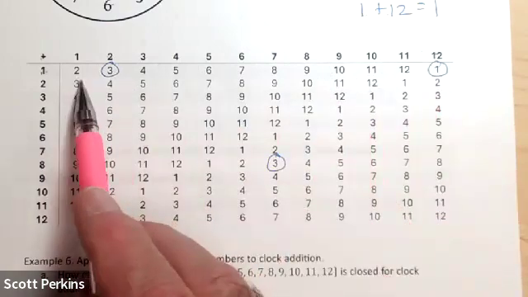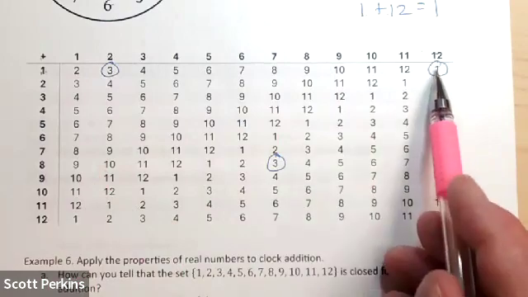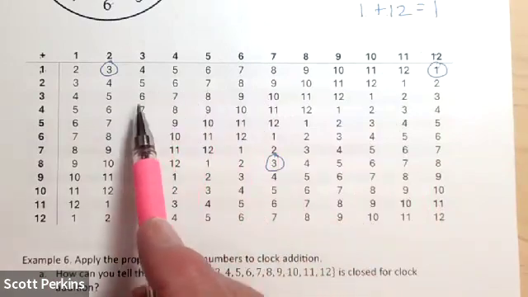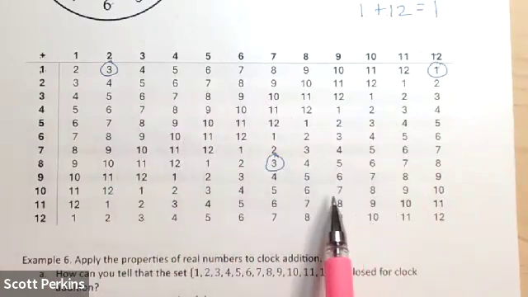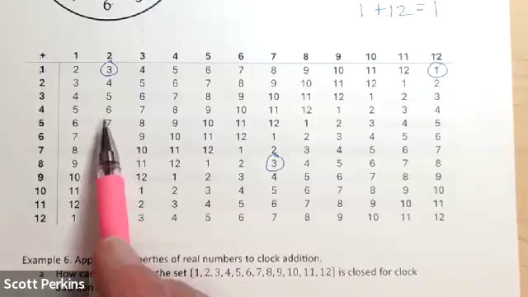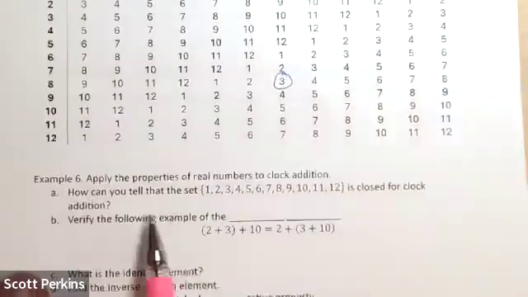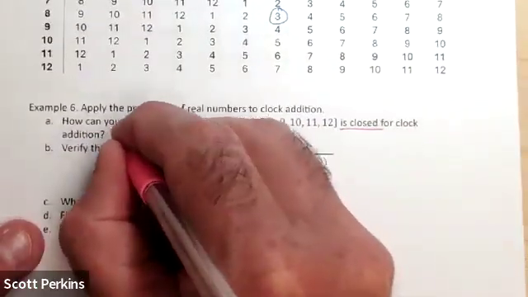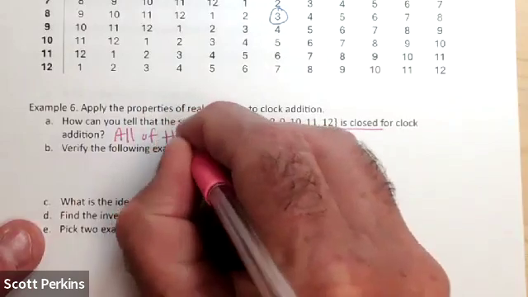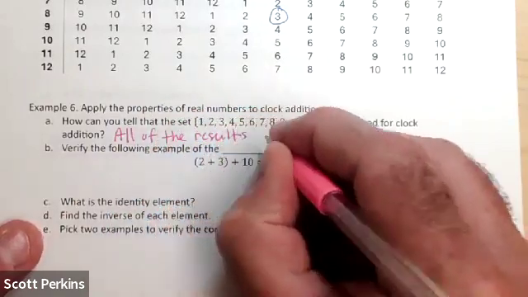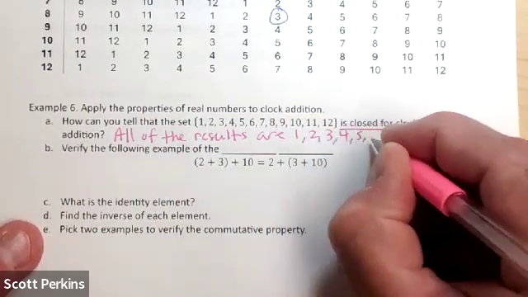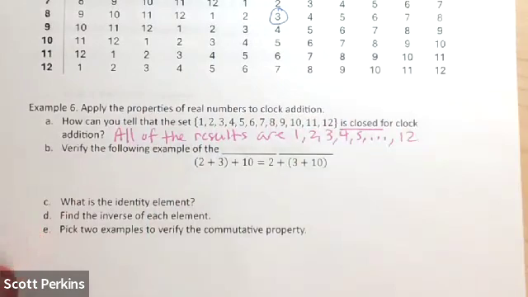So look in the body. Do I get any other numbers except for 1 through 12? Look pretty carefully. Is there a 13? Is there a 19? Is there a -6? When you look through here, you see that all I have are 1s through 12. So how can you tell that it is closed? It's closed because all of the results are 1, 2, 3, 4, 5, and I'm going to use an ellipsis all the way to 12. You don't get anything else.